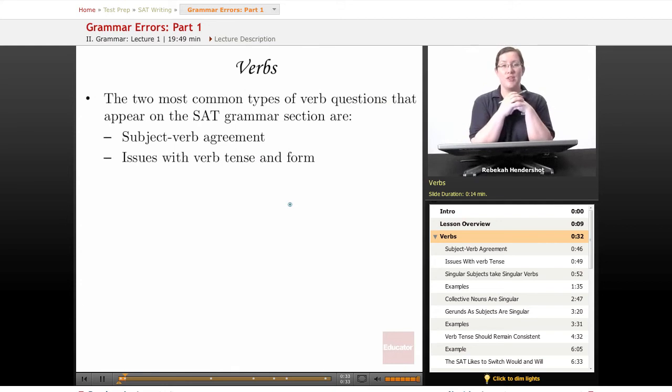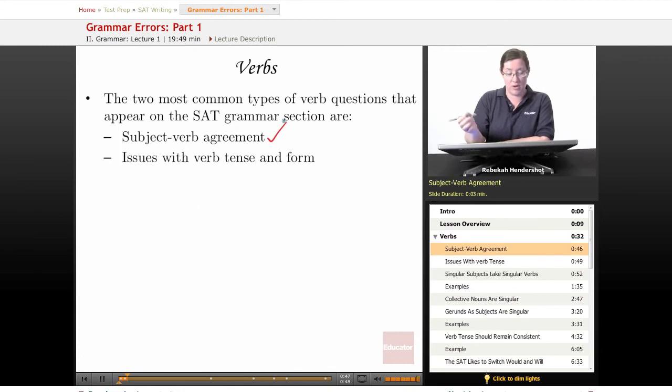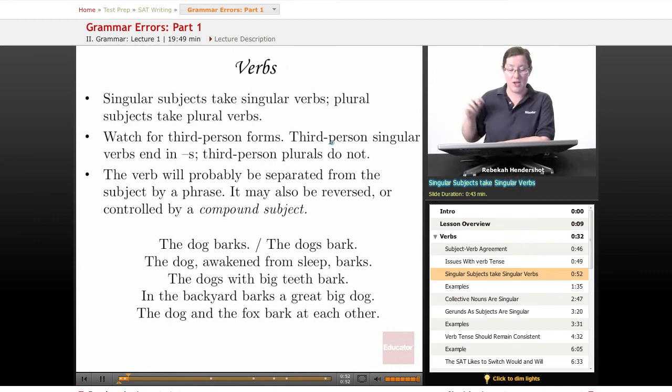All right, to begin with, verbs are one of the big trigger errors for the SAT grammar section. There are a lot of verb errors and they expect you to find a lot of them. The two most common types of verb questions that appear in the SAT grammar section are questions involving subject-verb agreement and issues with verb tense and form. All right. Things you need to know about verbs and subject-verb agreement. Singular subjects take singular verbs. Plural subjects take plural verbs.